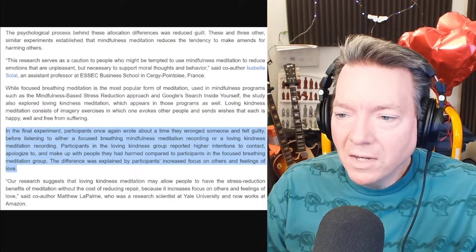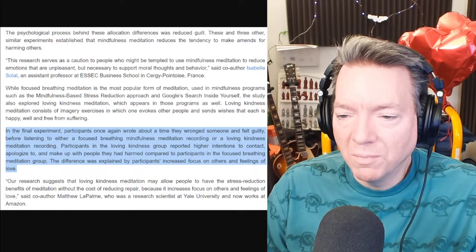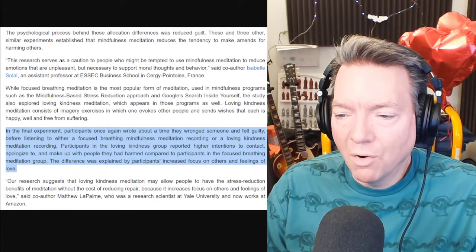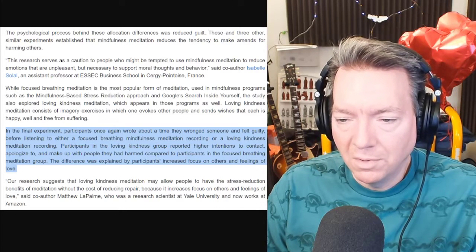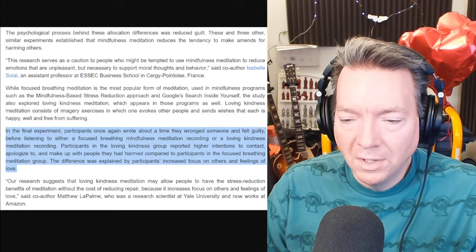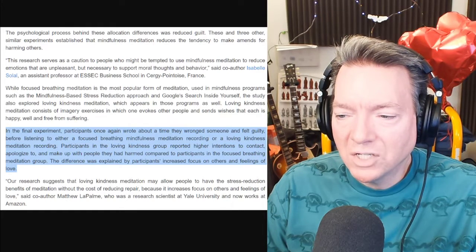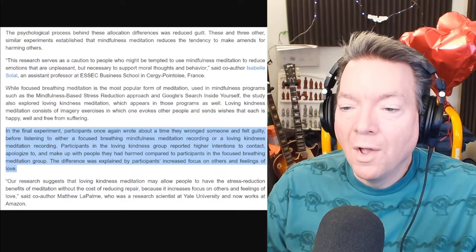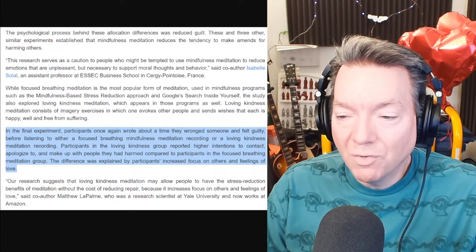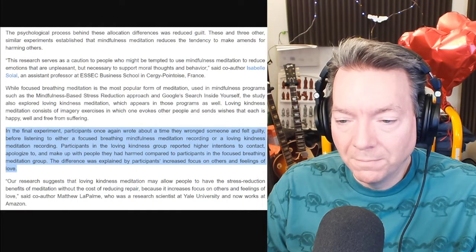Participants in the loving kindness group reported higher intentions to contact, apologize to, and make up with the people they had harmed compared to participants in the focused breathing meditation group. The difference was explained by the participants' increased focus on others and feelings of love. Our research suggests that loving kindness meditation may allow people to have the stress reduction benefits of meditation without the cost of reducing repair, because it increases focus on others and feelings of love.